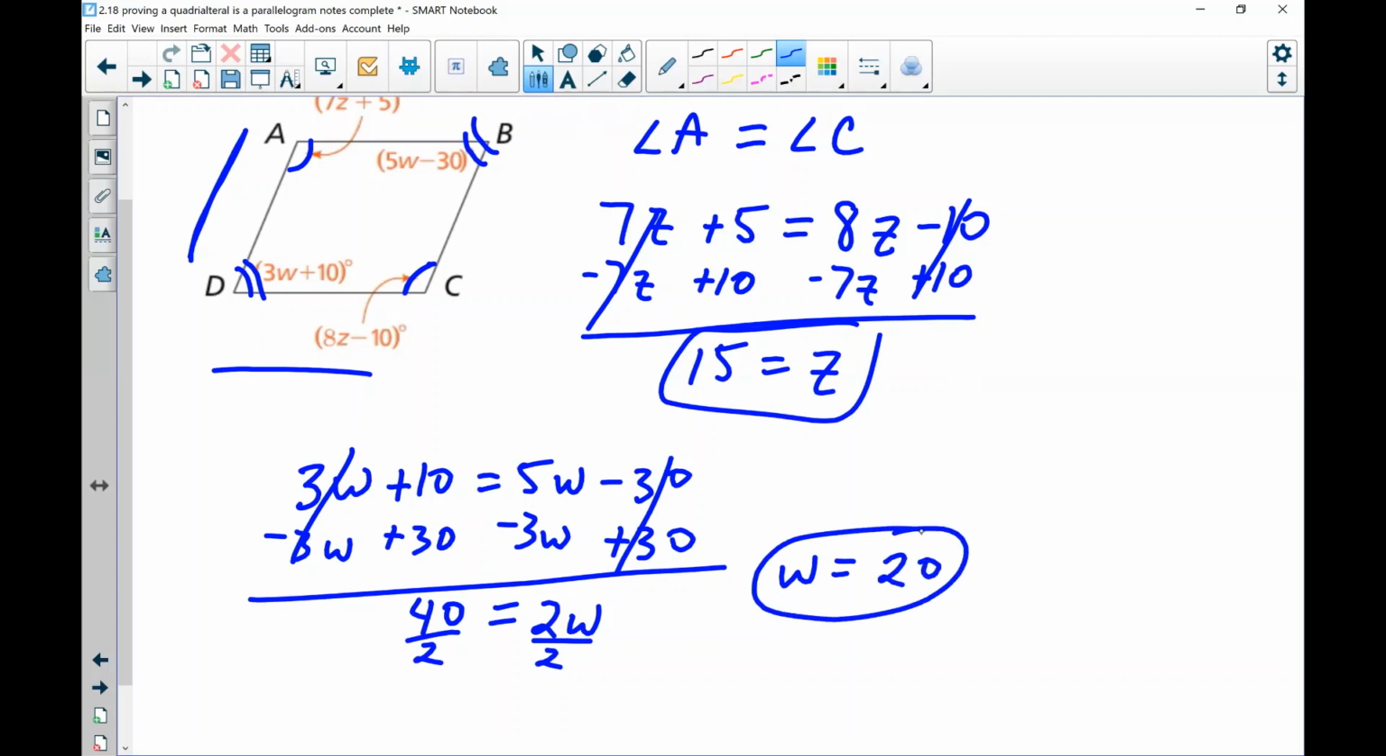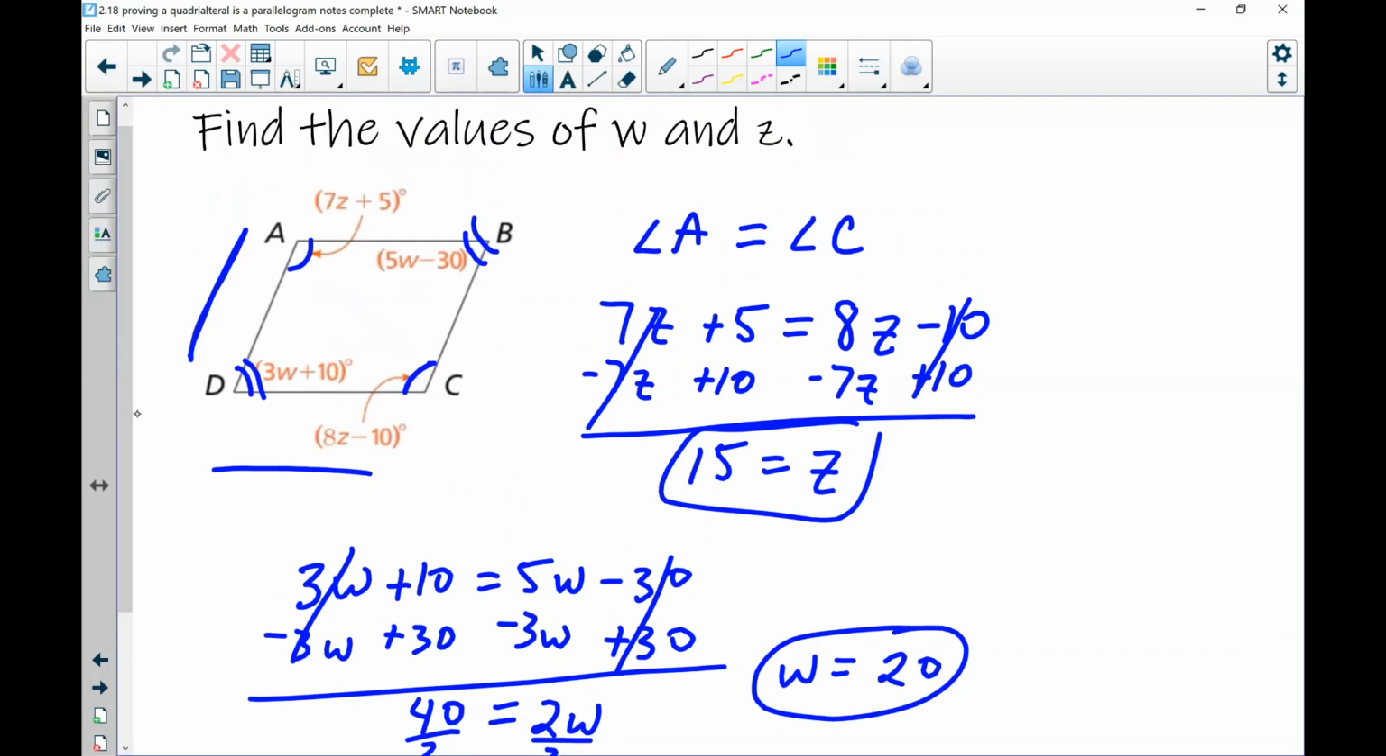There you go. And if you want a way to check your work, well, you can always plug in Z and W, and then make sure that your opposite angles are actually congruent, and then make sure that your consecutive angles add up to 180.